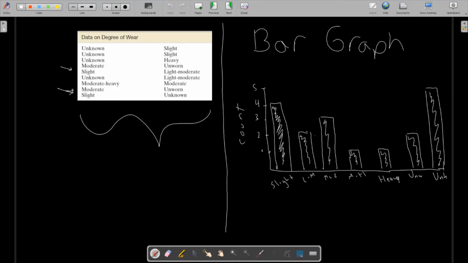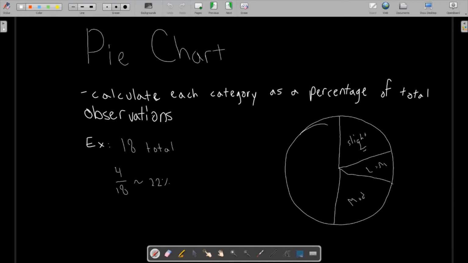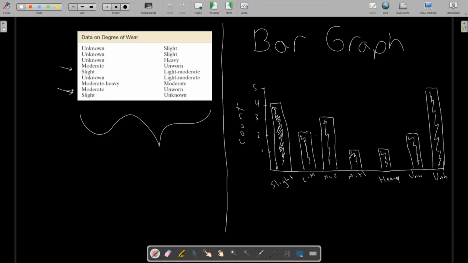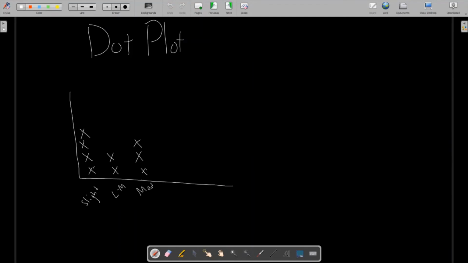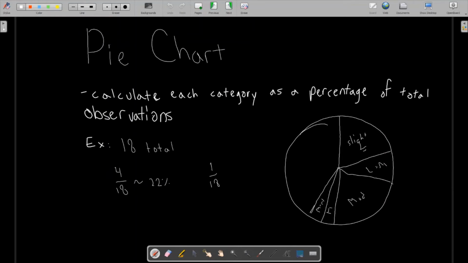But if we continue, moderately heavy and heavy both had just one observation, so they would be just 1 out of 18, and that would be a very small part of this pie chart, a very thin amount for each one. Here we have MH, and here we have our heavy. And then unworn had 2, so it'll be about, again, 2 out of 18, or 11%, something like that.